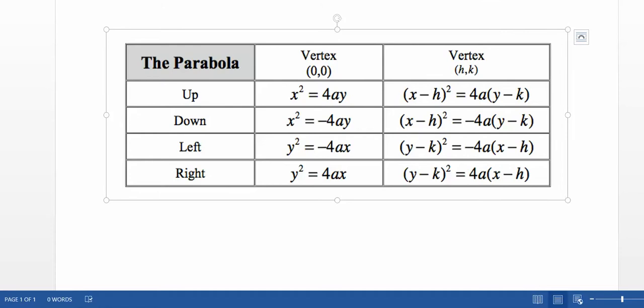This gives you all the equations that we're going to need for the parabola. Notice I've given you up, down, left, and right, and whether or not the vertex is at the origin or whether or not the vertex is at h comma k. We're going to be using these in these next examples. Okay, this is the next part of the lesson. So let's get to it.